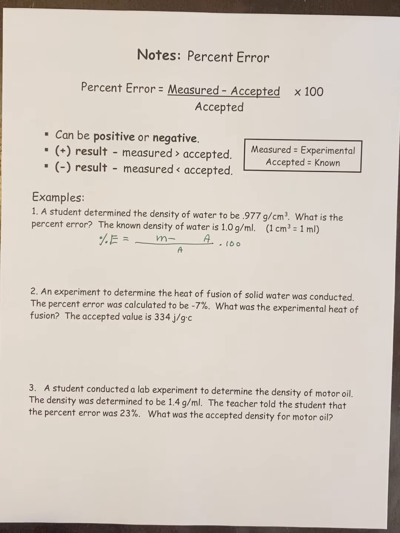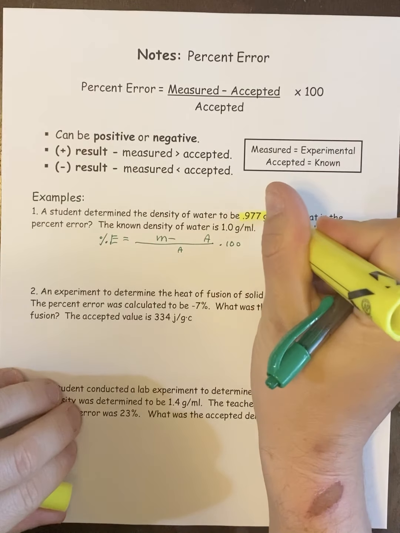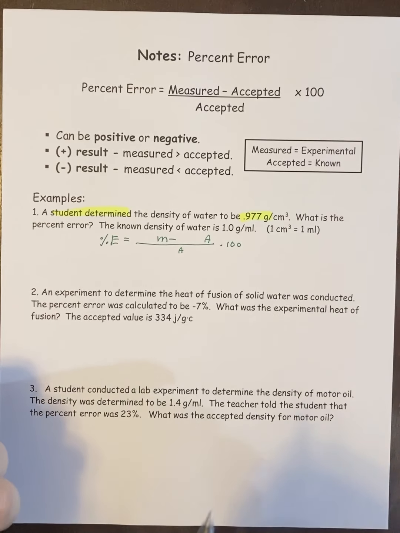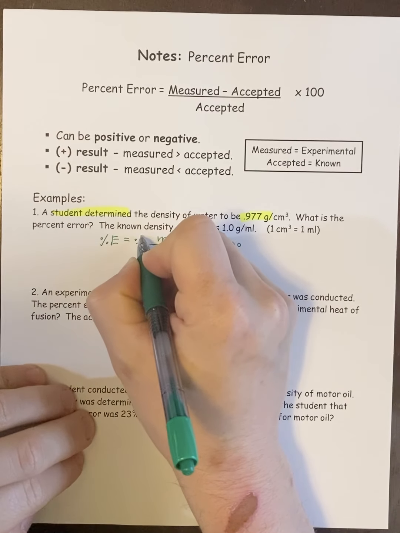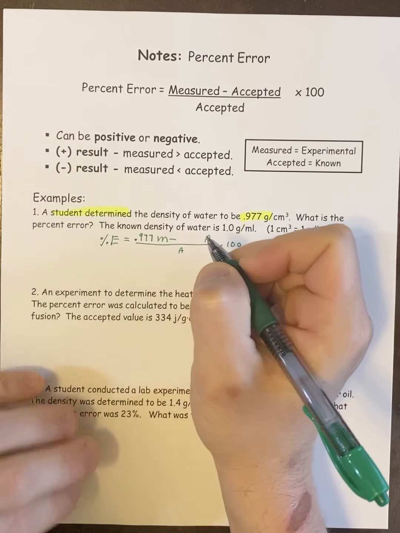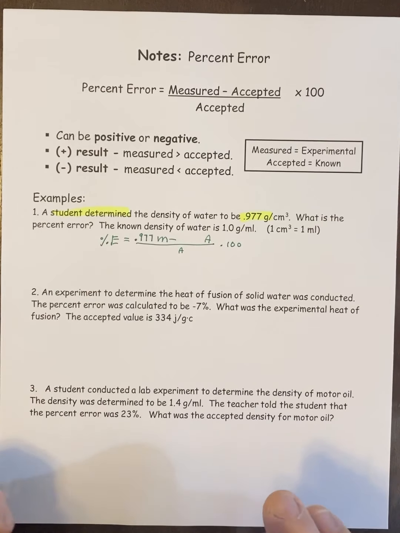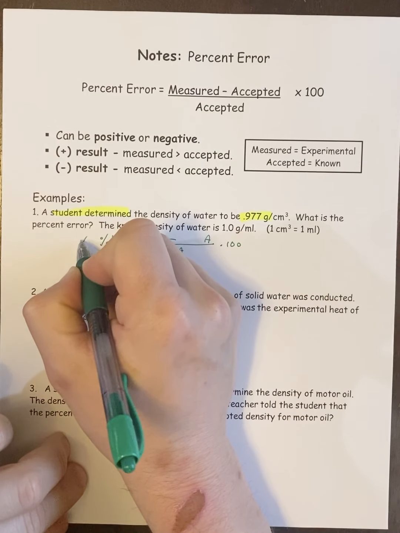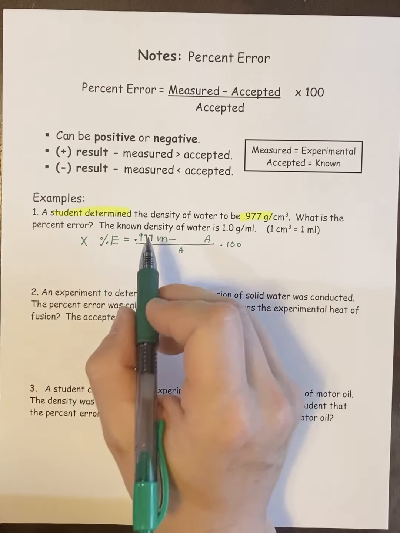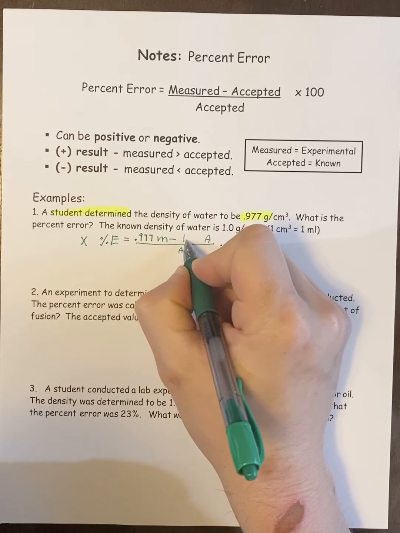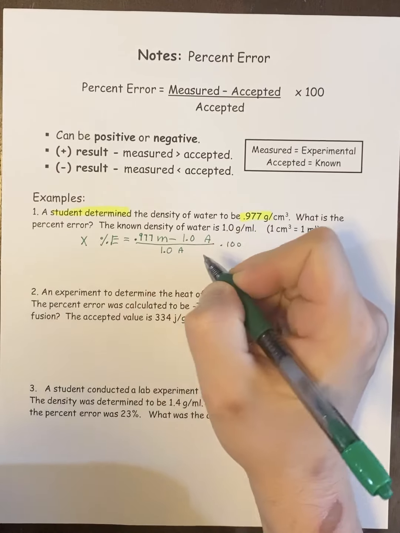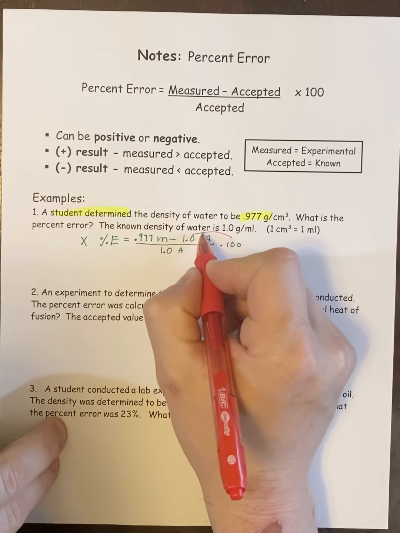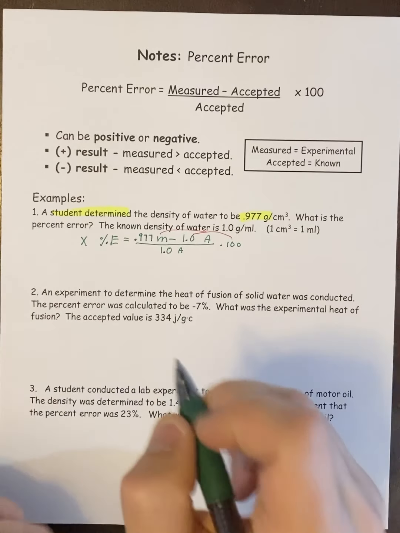A student determined the density of water to be this. So notice, student determined. So that means the student did it. It's the measured value. So 0.977. I'm not worried about writing in the units every time for this problem. What is the percent error? So that's what they want. So that's my x. And then they tell me the known density is 1.0. So that's the accepted. So my first step with this problem is going to be, just like in the math sheet, to distribute the 100. So I'm going to get this.